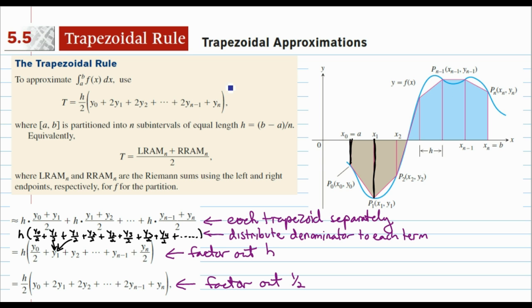We can look at the trapezoidal rule in a few different ways. It's up to you what you prefer to do with the trapezoidal rule. But our ultimate goal here is also to understand that the trapezoidal rule is the average of the left RAM plus the right RAM, because it's the average of the bases times the height.